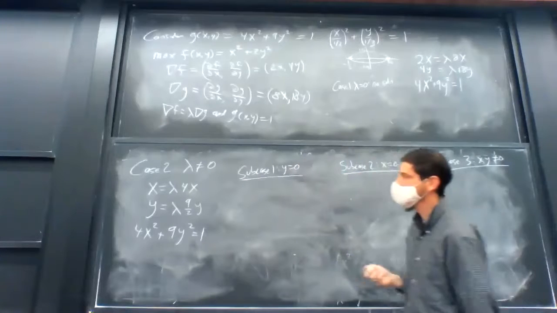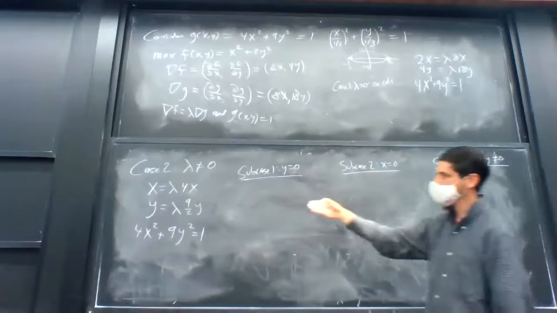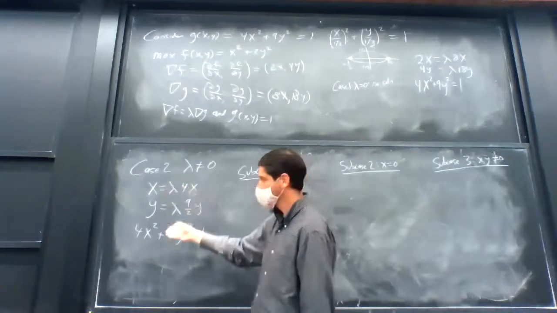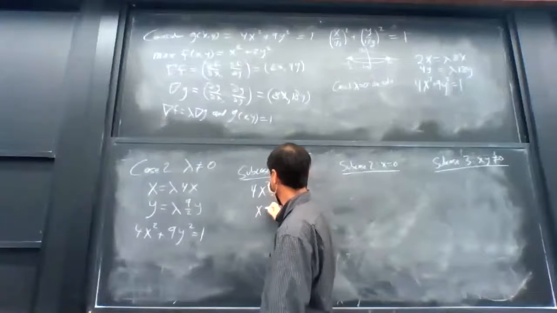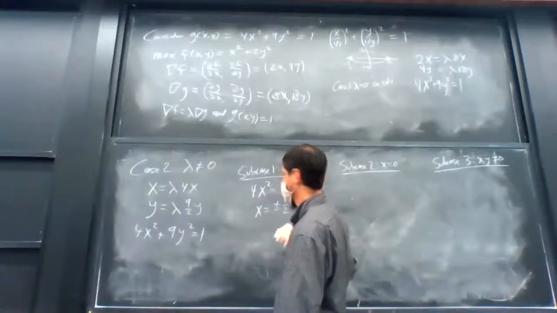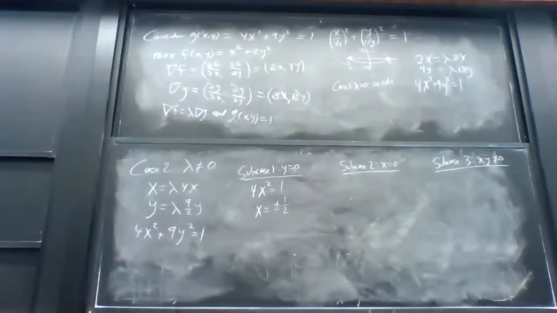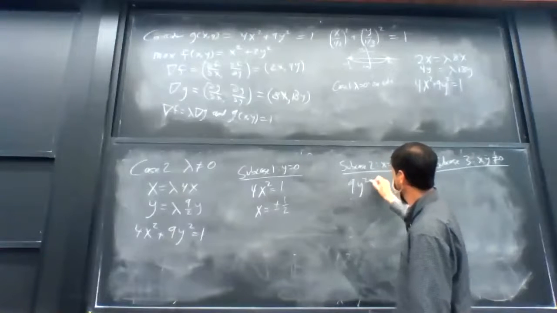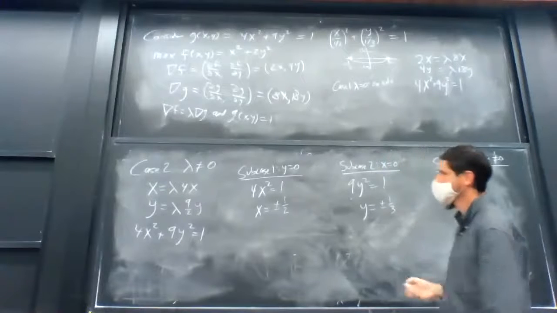Well, if y equals 0, what do we know? If y equals 0, x can't be 0, or there's no solution. So then we get 4x squared equals 1, so x is plus minus 1/2. If x equals 0, y can't be 0, or it's not going to solve g. So then we would get 9y squared equals 1, and you get y equals plus minus 1/3.